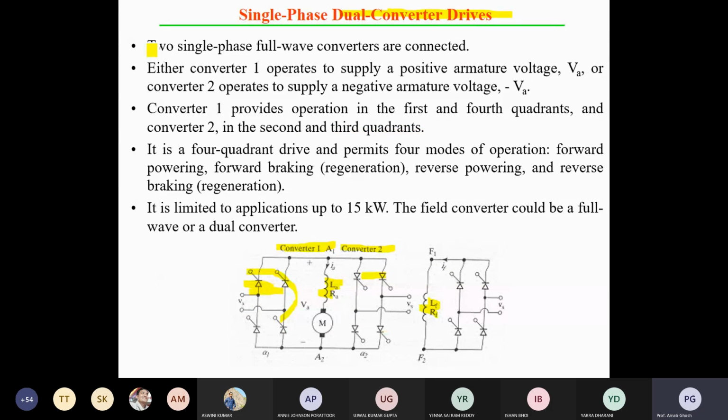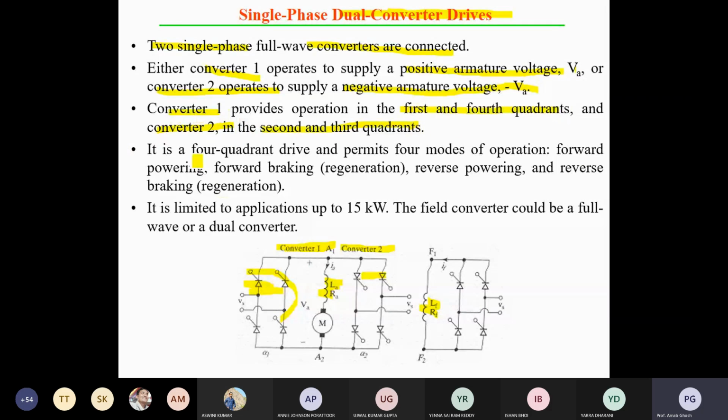Okay, so the two single phase full wave converters are connected. Either converter 1 operates to supply the positive armature voltage, that is VA, or converter 2 is operated to supply the negative armature voltage, or minus VA. Converter 1 provides the operations in the first and fourth quadrant. Okay, so both are in motoring. One is motoring, another one is reverse motoring, and reverse braking. So converter 1 operates in the first and fourth quadrant, and converter 2 will operate in the second and third quadrant.